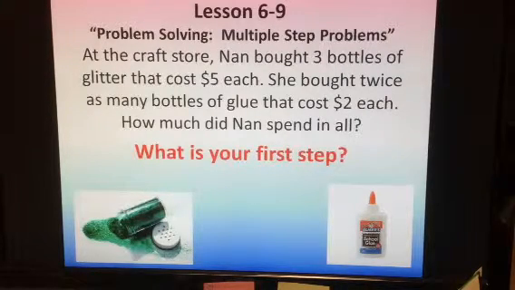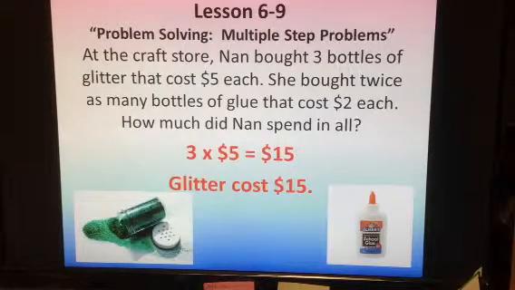What's your first step? Well, first I'd start at the top of the problem where it says she bought 3 bottles of glitter that cost $5 each. I know I'm going to need to find out how much she spent in all, so I'm going to start by multiplying 3 times 5. 3 bottles of glitter, $5 each. 3 times 5 is 15. The glitter costs $15. Then I've got to figure out how many bottles of glue she bought.